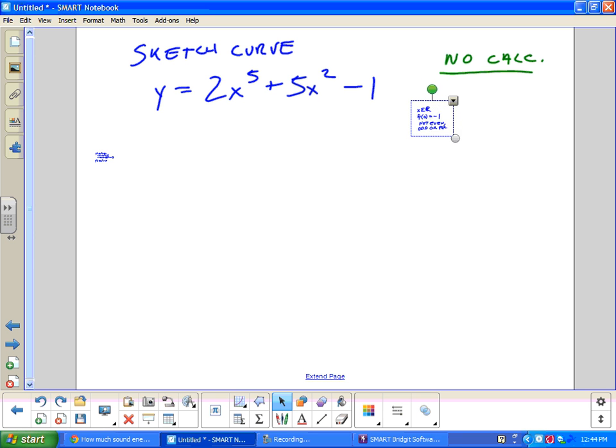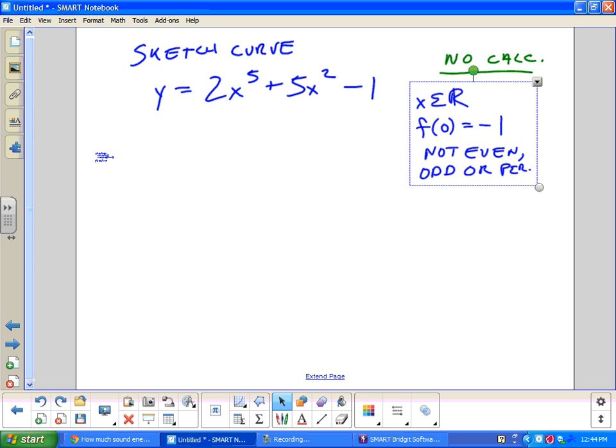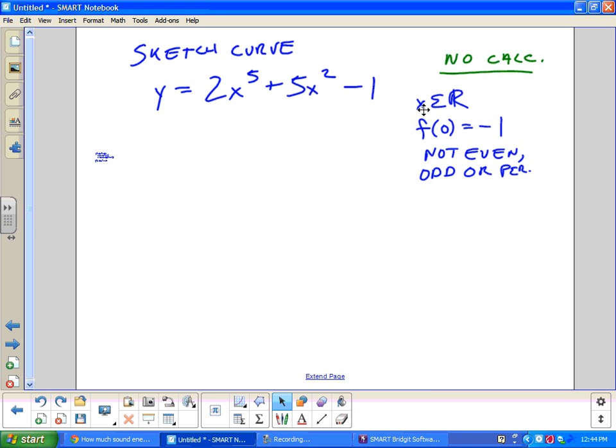And first thing is we end up with that the domain's all reals. You plug in 0 for x. Obviously, the y-intercept's -1. The x-intercepts are hard to calculate, so I won't figure them out. And it is not even, it is not odd, and it's not periodic. So this means we're going to do quite a bit of work on this polynomial to graph it without a calculator.